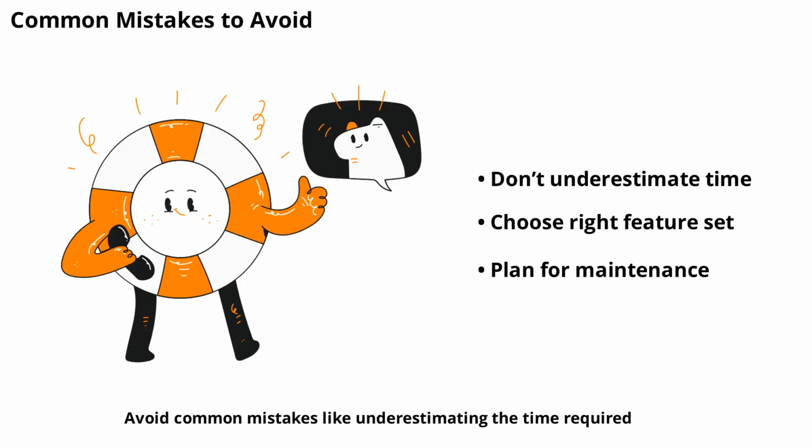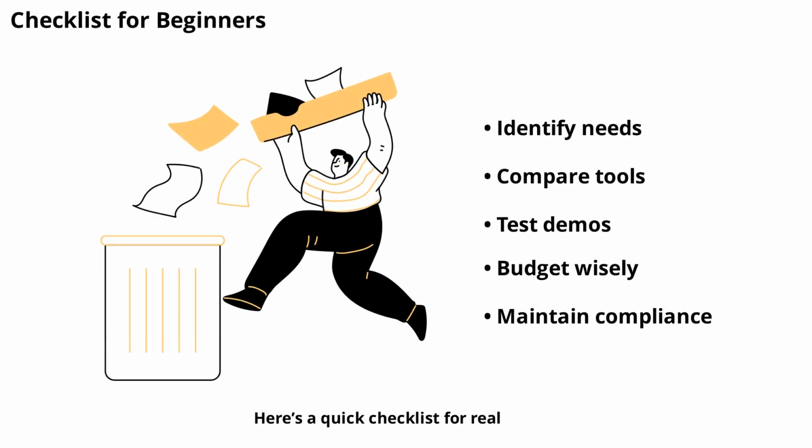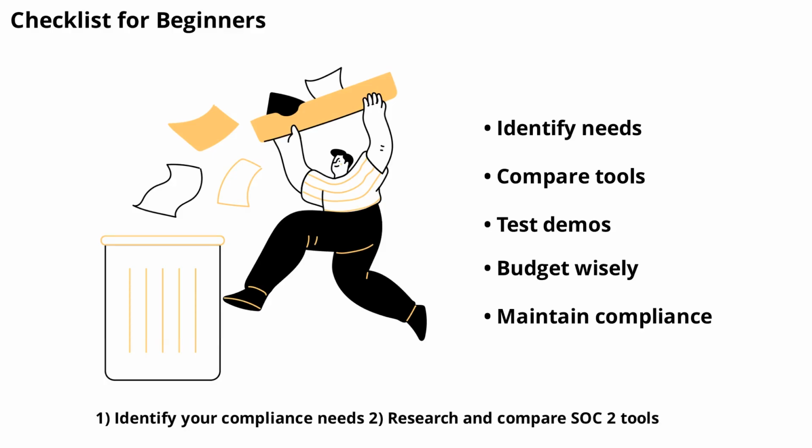Avoid common mistakes like underestimating the time required, choosing a tool with too many or too few features, or neglecting ongoing maintenance. Take the time to research your options and plan for both the initial and recurring costs of SOC 2 compliance. Here's a quick checklist for real estate agents starting with SOC 2 compliance. 1. Identify your compliance needs. 2. Research and compare SOC 2 tools. 3. Test free trials or demos. 4. Budget for software, support, and audits. 5. Plan for ongoing maintenance. Following these steps will help you approach SOC 2 compliance with confidence and clarity.